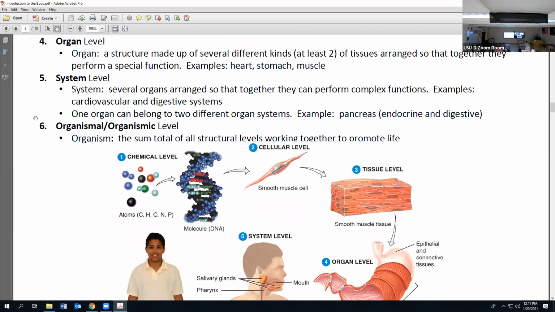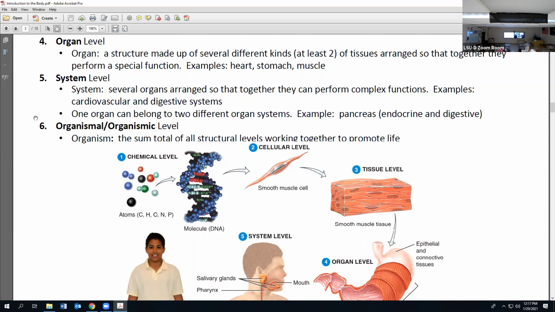Okay. You take a couple of those or more and you can form organs. The definition of an organ is a structure made up of several different kinds, at least two tissues, arranged so that together they perform a special function, like the brain that I just mentioned, your heart that I've mentioned, your stomach, your bones. Each bone would be a kind of organ, pancreas, so on and so forth. Your skin is even an organ, which is really cool.